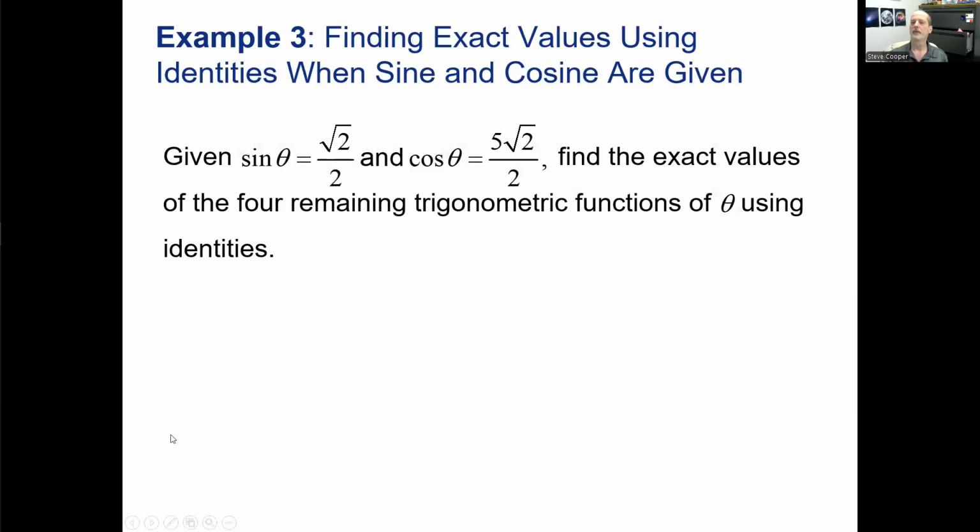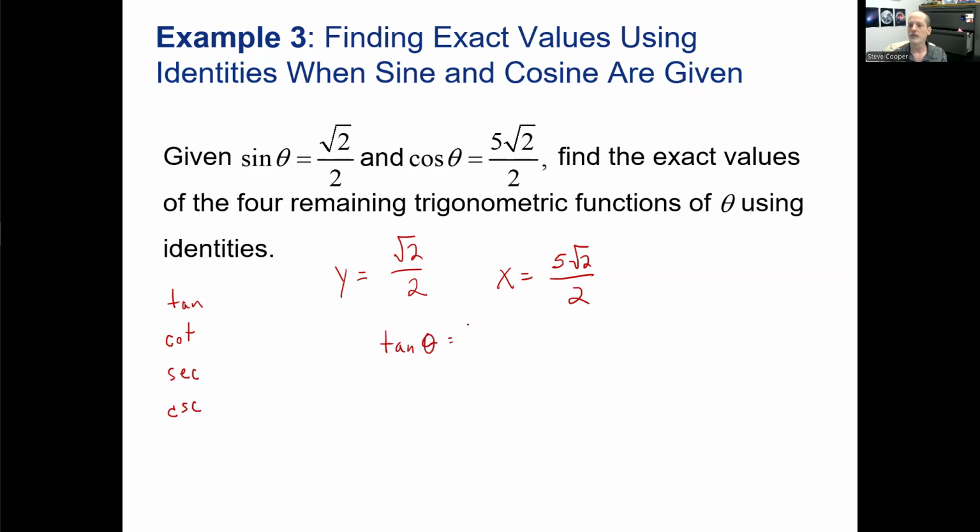All right. So now they're going to give us some results here to work with, and we know that y is equal to the square root of 2 over 2, and x is equal to 5 times the square root of 2 over 2. So that leaves for us to find, we've got the sine and cosine, so here's what we need: the tangent, cotangent, secant, cosecant. Okay, so let's start with the tangent.